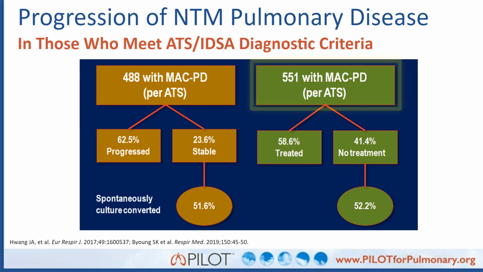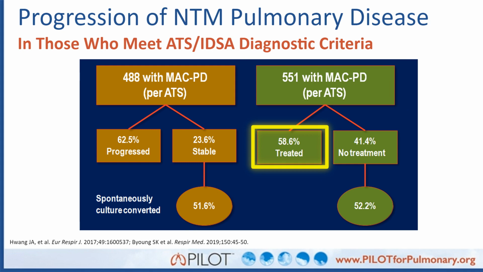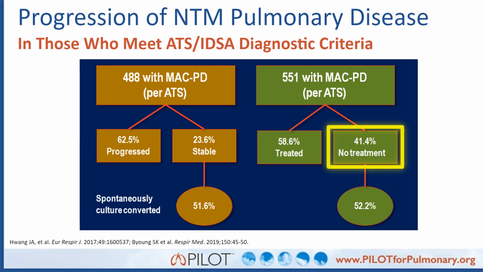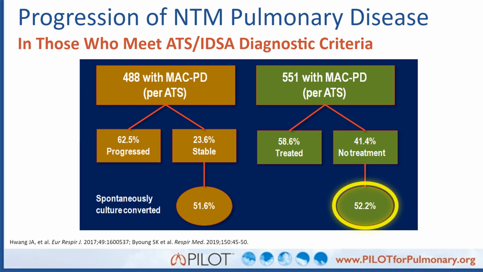Similarly, in the study on the right, of about 550 patients with MAC pulmonary disease, 60% were treated with NTM antibiotics and 40% did not receive treatment. And of those that did not receive treatment, again, half spontaneously converted their cultures to negative. So it's important to investigate which patients are likely to progress, where we may need to be a little more aggressive with antibiotic therapy, and which patients are likely to remain stable, where we have some time to consider whether antibiotics are indicated or not.